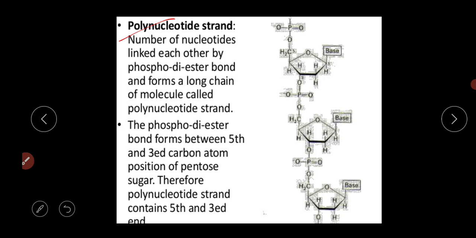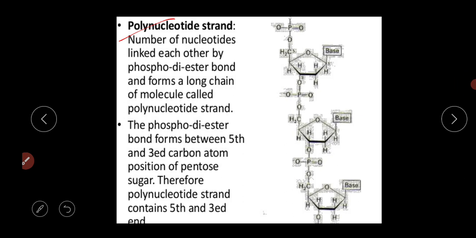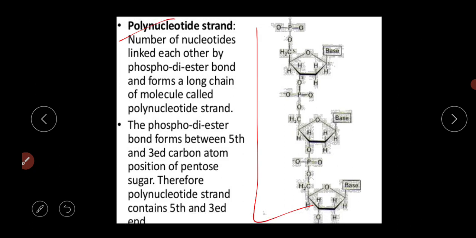The last topic for today is the polynucleotide strand. DNA is a polynucleotide chain. The nucleotides are linked with each other by the phosphodiester bond and form a long chain of molecules called the polynucleotide chain. This is the long chain of the polynucleotide, and it forms the polynucleotide strand. Poly means many.